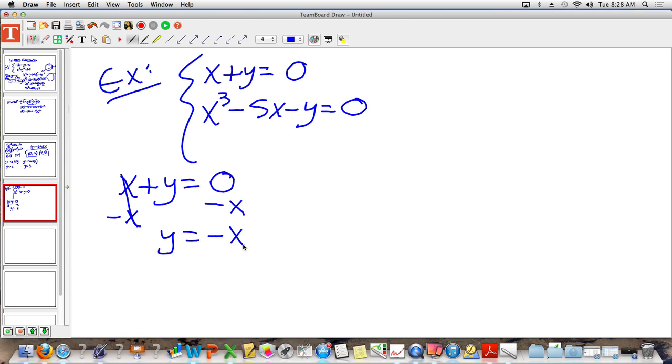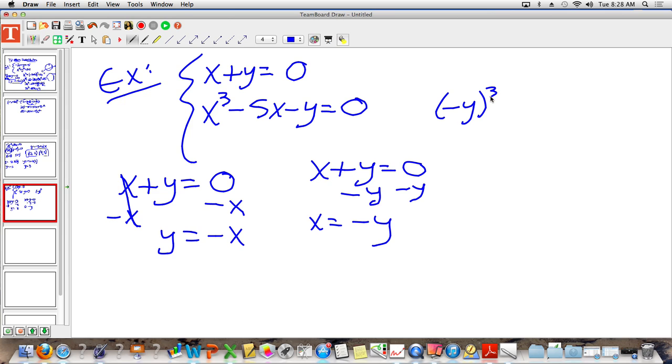I'm gonna try it your way. So let's do x plus y equals 0, and I'm gonna subtract y. So x is equal to negative y. Now I'm gonna take this x value and plug it in here, and instead of an x, you are gonna have negative y cubed, minus 5 times x, again negative y, minus y is equal to 0.